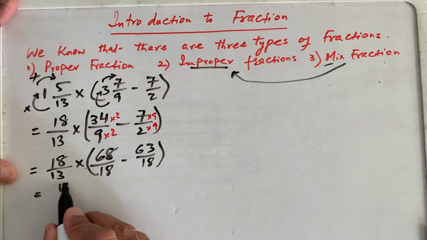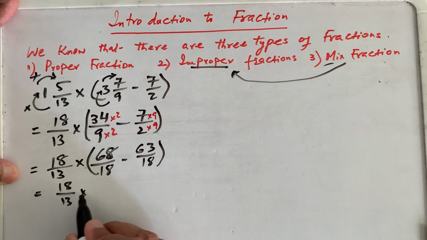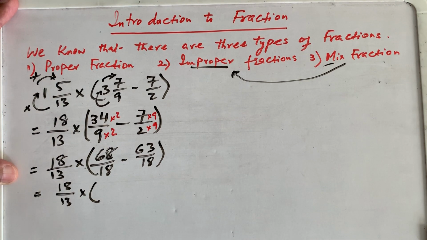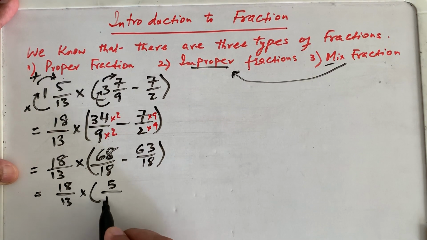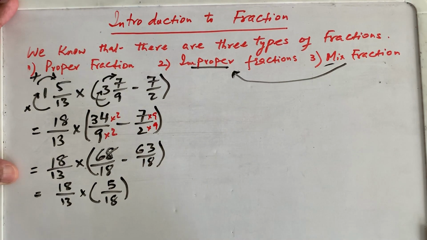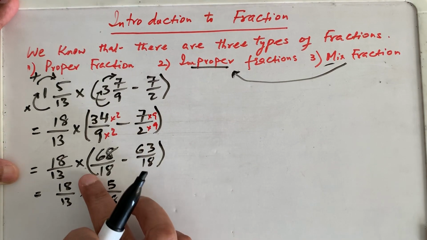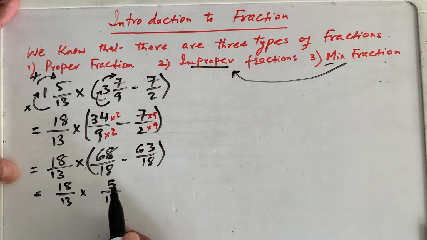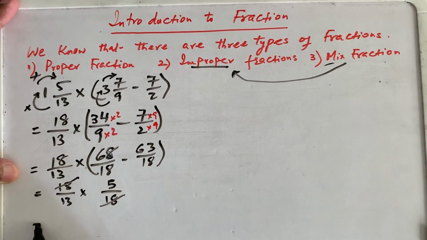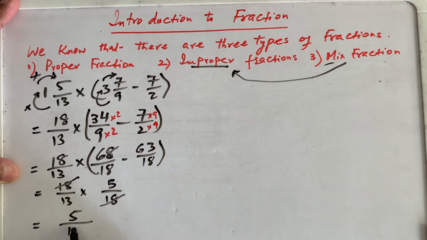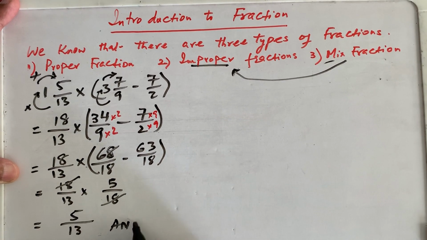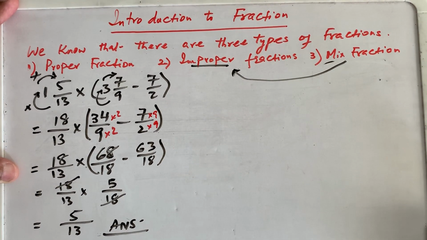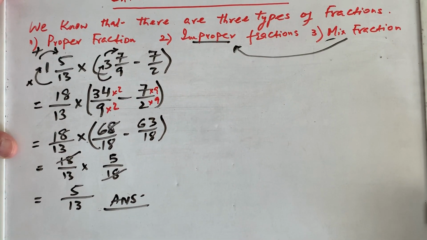Now I can subtract them. So 18 over 13 times 68 minus 63, which is 5, right? After this, I have solved the bracket, so I can remove the bracket in this step. Now I have a simple multiplication of the two fractions, 18 over 13 and 5 over 18. So the 18s cancel each other, and then I have only 5 over 13, which is no more simplified, right? Nothing is common between 5 and 13. So 5 over 13 is my answer.